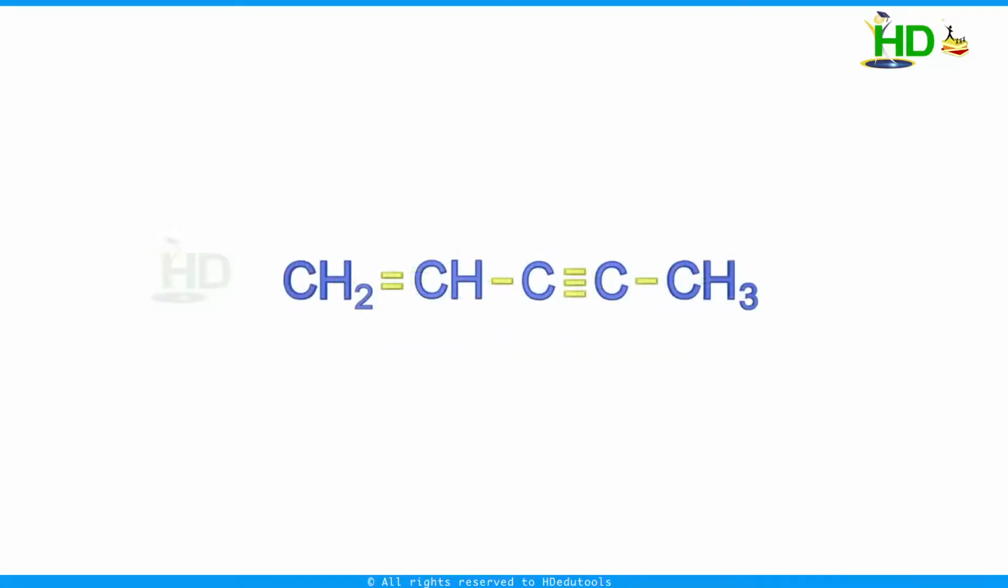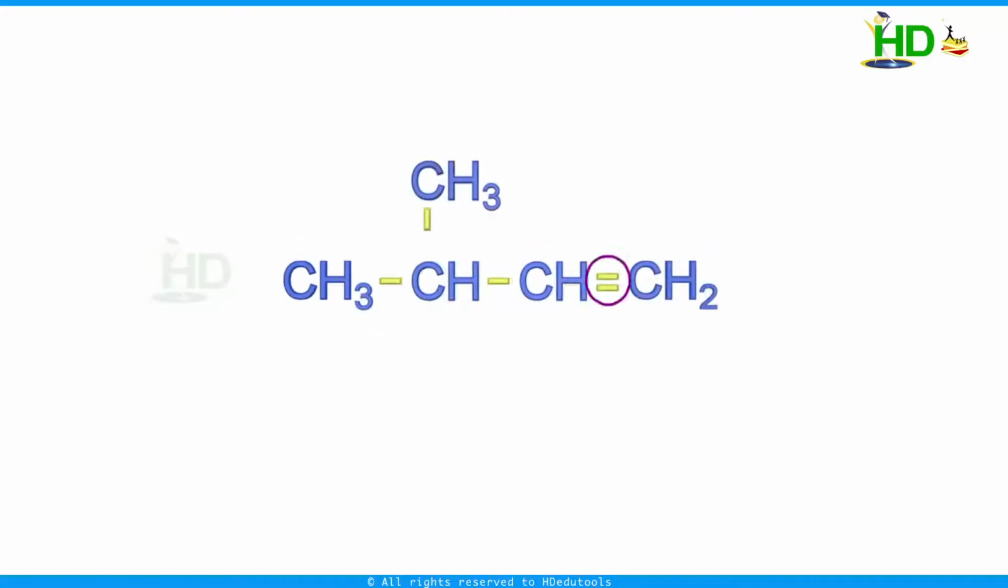Similarly, you consider this. From where do we have to start numbering? From right to left or left to right? Yes, from left to right. On the first position and on the third position, double and triple bonds are there. Therefore, this compound is 1-pentene 3-yne.